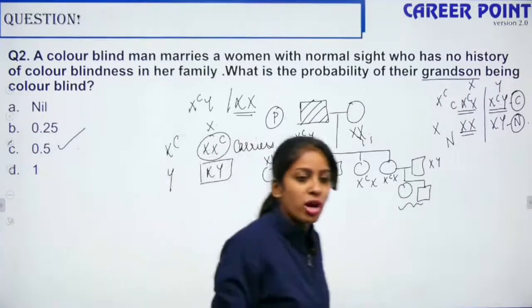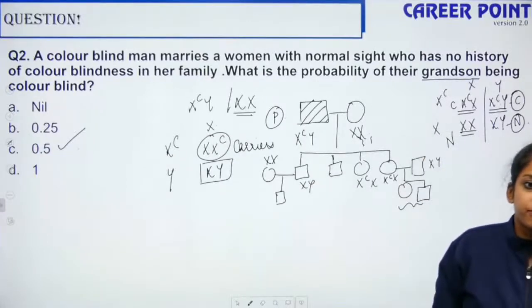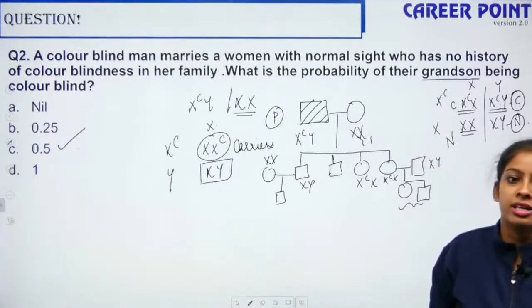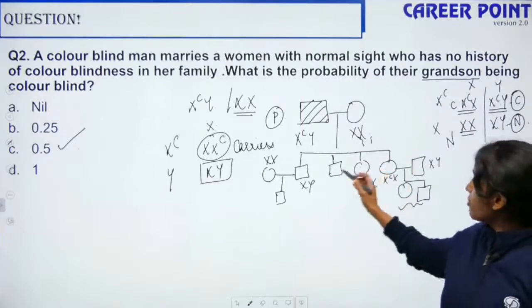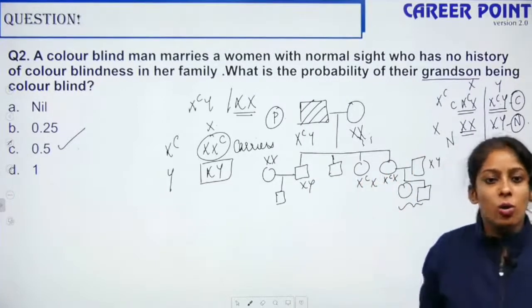Okay, all of you understood how to solve this question? Yes, you're right. Oh no, you're not right, because the sons are normal, the daughters are only carriers.